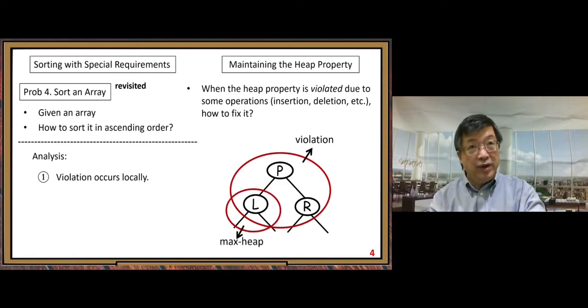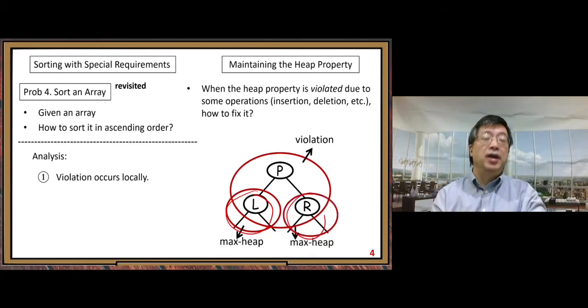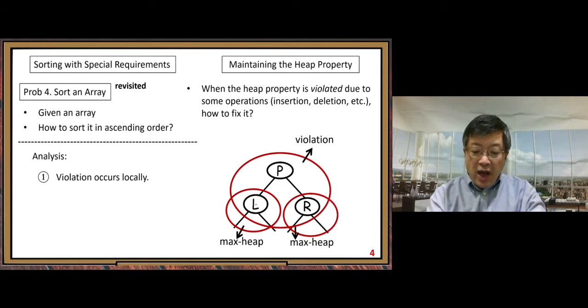All right. In order to make our discussion a little easier, we assume the left subtree is a max heap and the right subtree is also a max heap. So the only problem we need to fix is in this parent-left-right relationship.